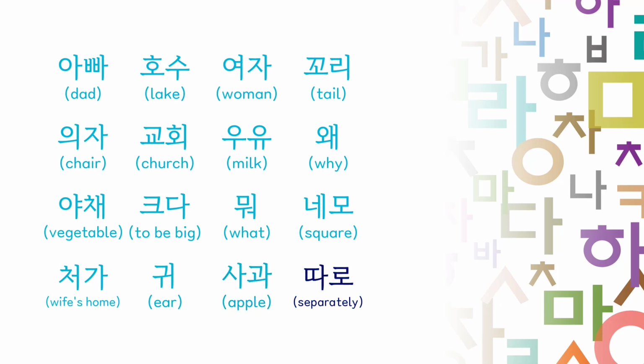Okay, the last word is 따로. And this means separately. It's an adverb. And in the first syllable, we have the double consonant, the tense consonant 쌍디귿 with the vowel a. So it's 따. And in the second syllable, we have 리을 with the vowel o. So it's 로. So this is 따로, separately.